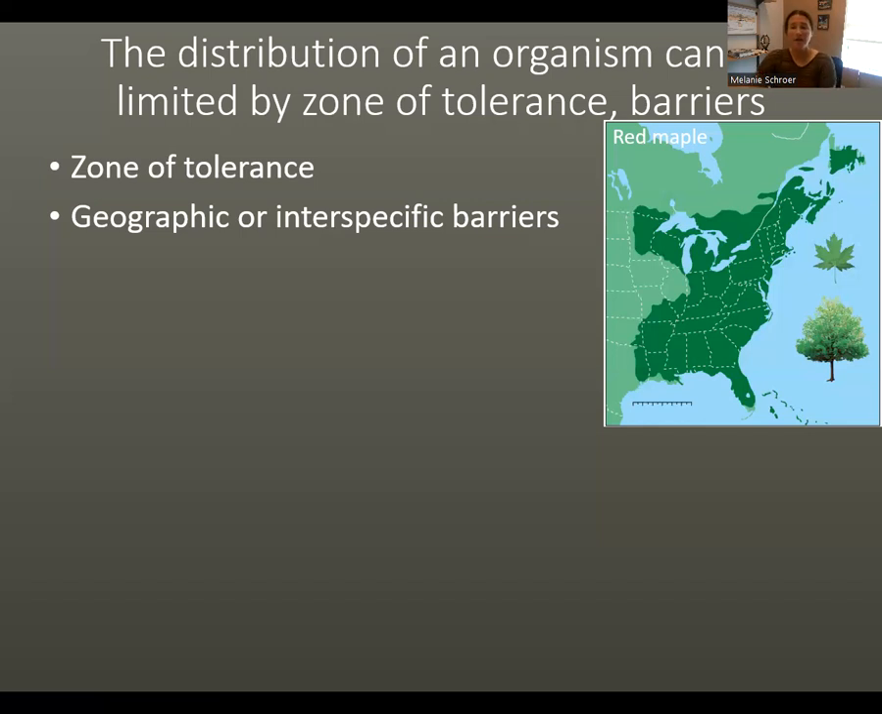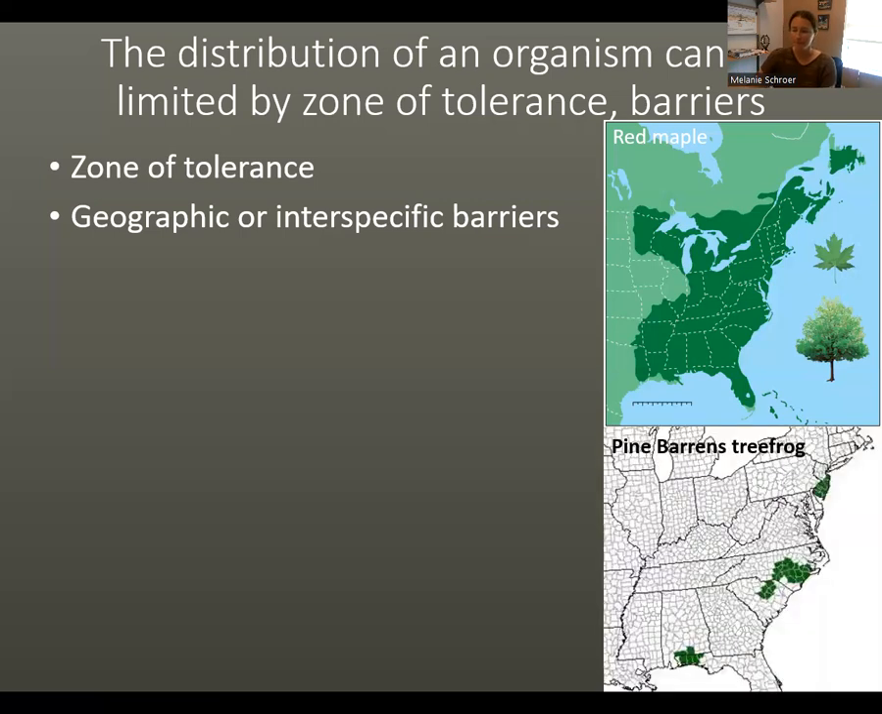Right, another factor that limits the distribution of an organism are different types of barriers. Okay, so for example, maybe the weather is okay out here in the Atlantic Ocean, but again, the conditions are not okay. So this barrier, this ocean, essentially acts as a barrier to this red maple spreading into Europe or into Africa. Okay, so even if the conditions were favorable for that plant, the ocean is serving as a barrier. Right, another example here, the Pine Barrens tree frog, which is endangered.